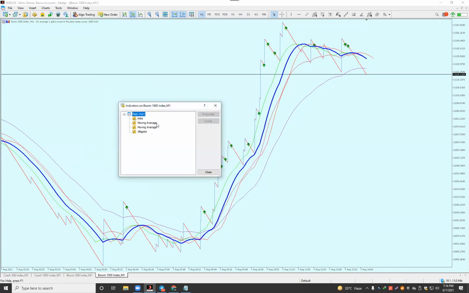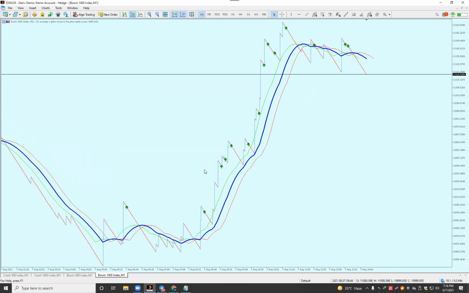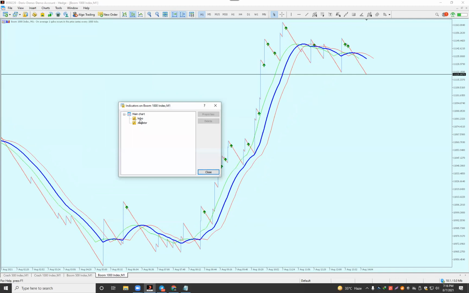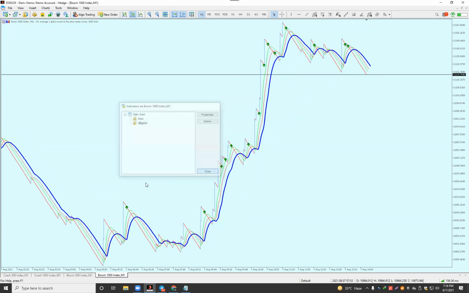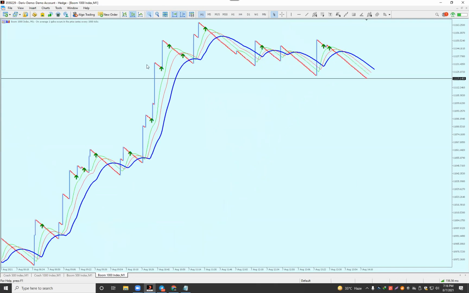Is it the default settings? No, it is not the default setting. If you used the default setting, you would not think these things. The default setting of the alligator is 13, 8, 8, 5, 5, 3. Now this is the alligator with default settings. This one is bad, it's not showing anything. It will not show you the trend, right?